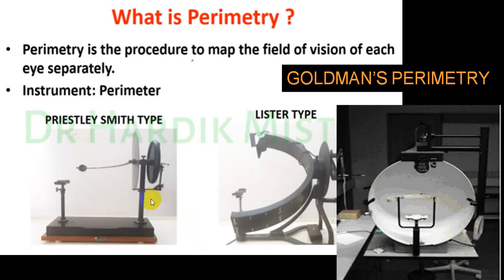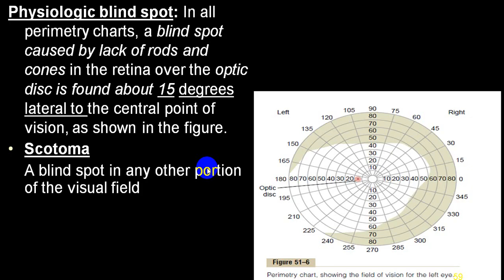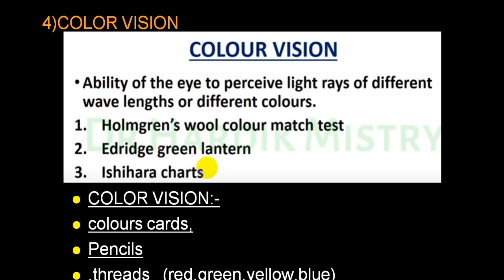Then this is perimetry. There are different types of perimeter which are available, but these are all now outdated. It is replaced by computerized. So that can give you an entire idea regarding the field of vision, blind spot, etc.